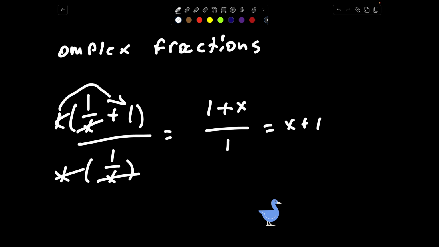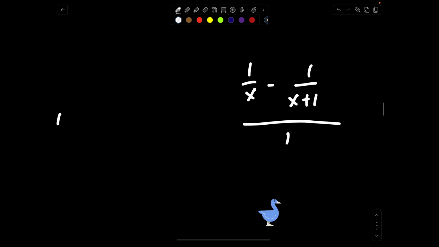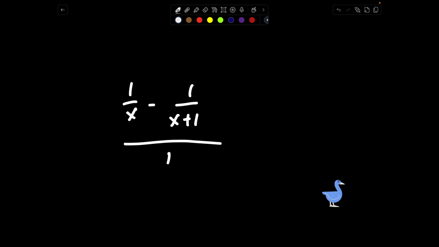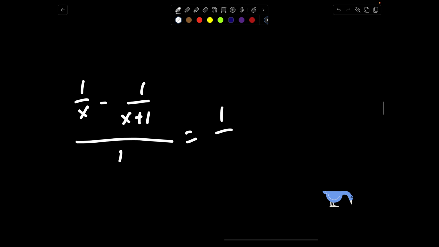Whenever you see fractions inside fractions, multiply through to clean it up. Not that bad. Now let's go ahead and move on to something a little bit harder. With this one, we can really just focus on the top. That one really doesn't do anything for us. We get 1 over x over 1 over x plus 1.